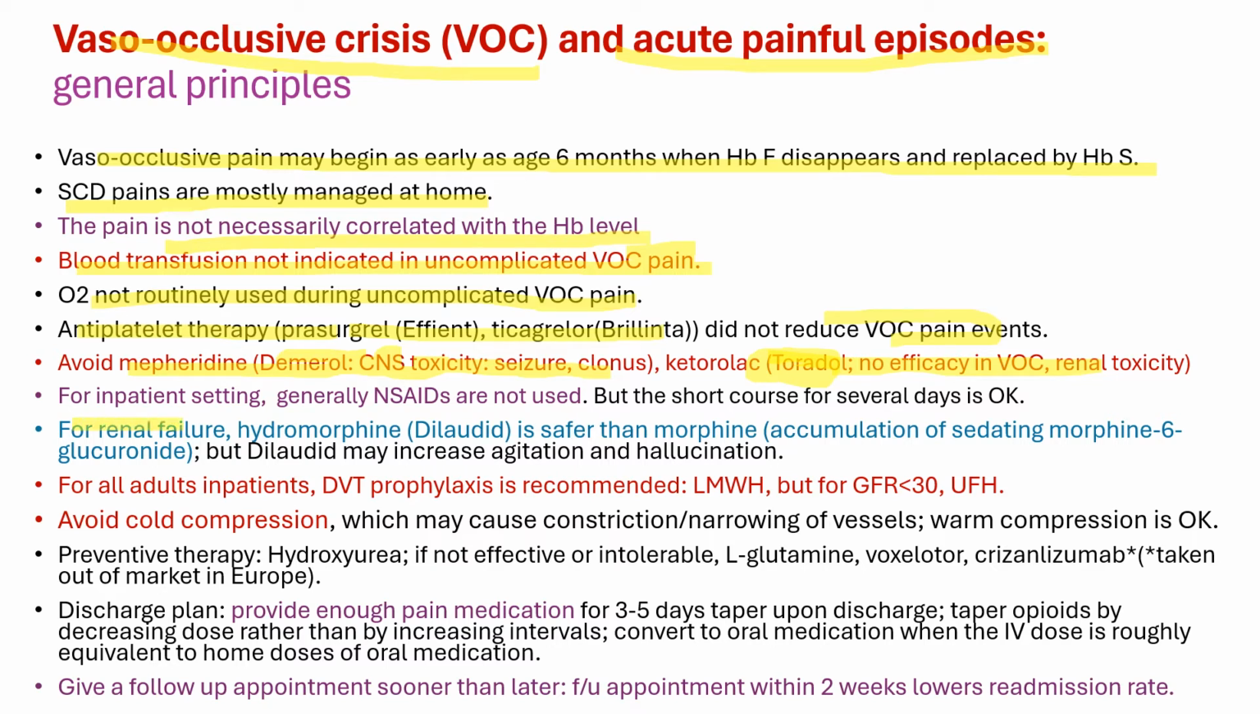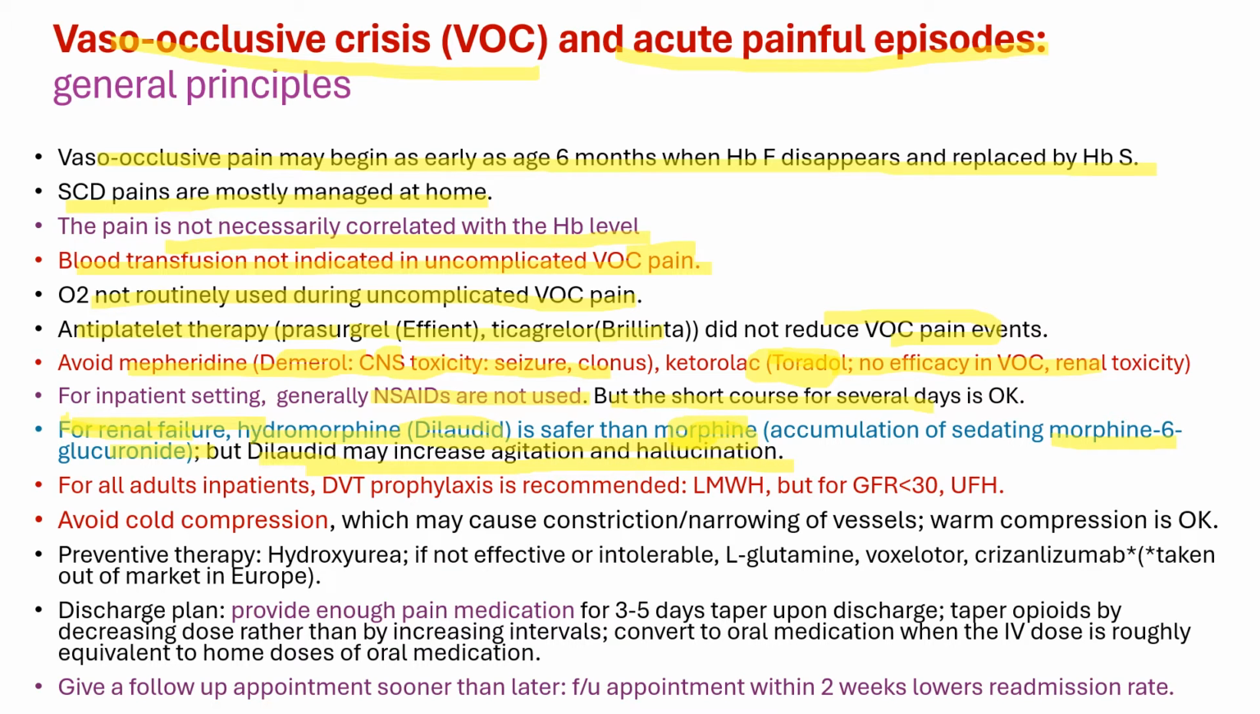For inpatient setting, generally non-steroidal anti-inflammatory drugs are not used, but a short course for several days is okay. For renal failure, hydromorphone is safer than morphine because morphine is excreted through the kidney, in urine, so the metabolite, morphine-6-glucuronide, accumulates, and then it causes severe sedation. But with hydromorphone, if you use too much, it may increase agitation and hallucination.